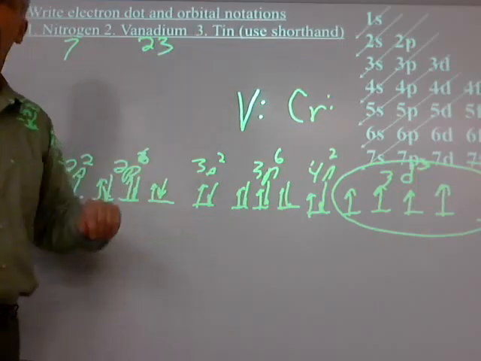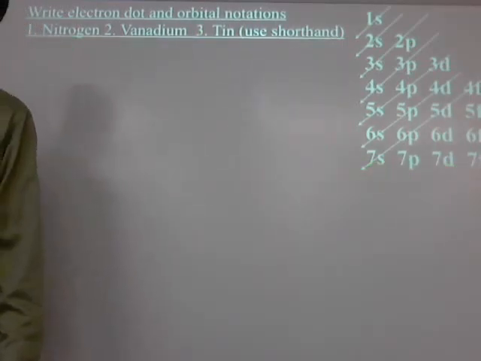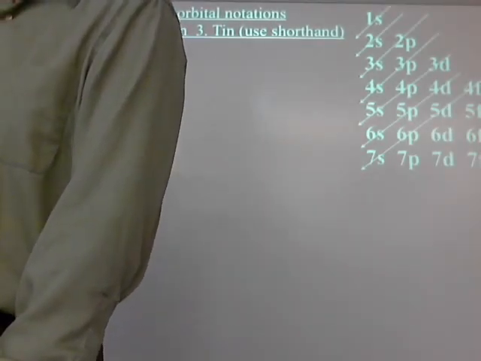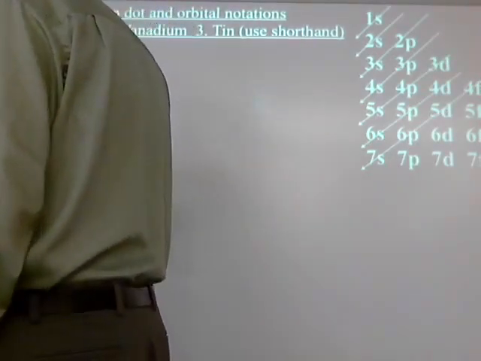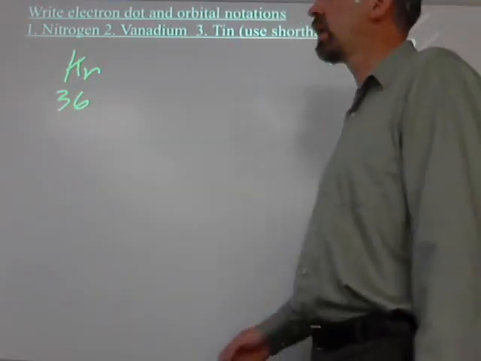Can we use shorthand notation? Do you remember how to do that? Let's look at tin. Tin is over there. It has 50 electrons. I don't want to write 50 arrows out. So I would take the nearest noble gas that came before it, krypton. Krypton takes care of my first 36 electrons. 36 electrons are taken care of by it.